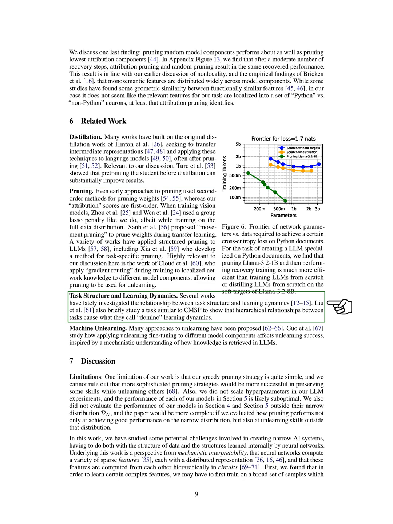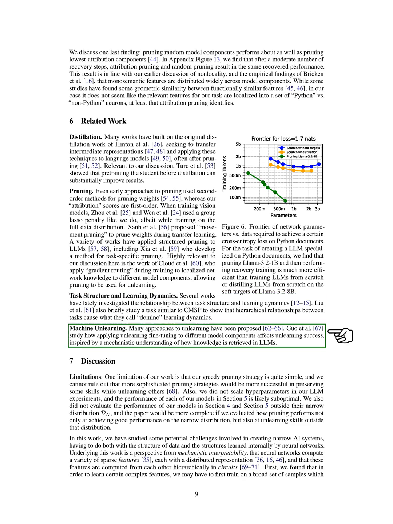We also observe that several recent studies have examined the connection between task structure and learning dynamics. One study briefly analyzed a task akin to CMSP, demonstrating that hierarchical relationships among tasks can lead to what they term domino learning dynamics. Lastly, we acknowledge that numerous strategies for machine unlearning have been proposed. One study investigates how unlearning fine-tuning on different model components impacts the success of unlearning, drawing from a mechanistic understanding of knowledge retrieval in large language models.